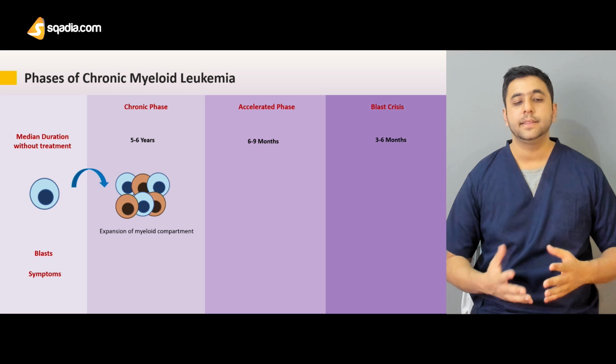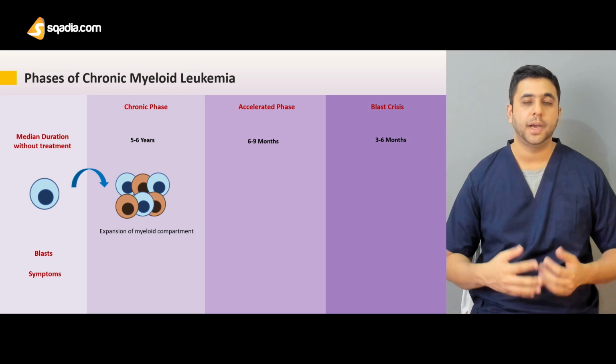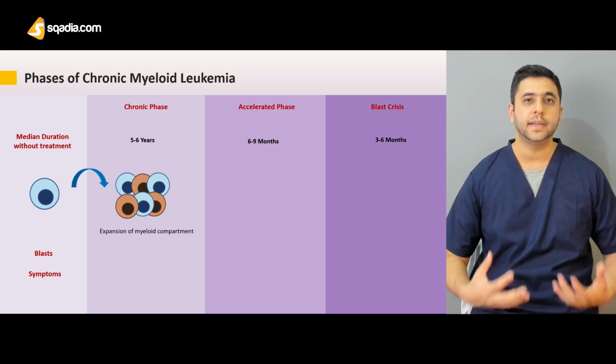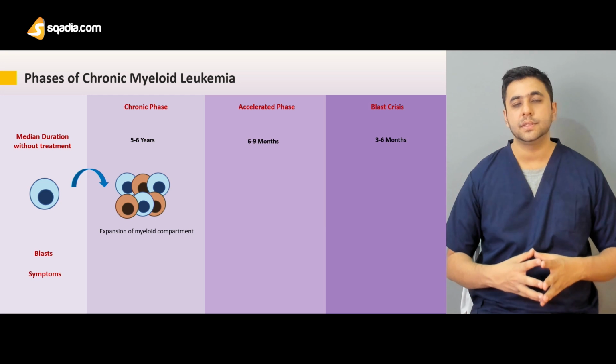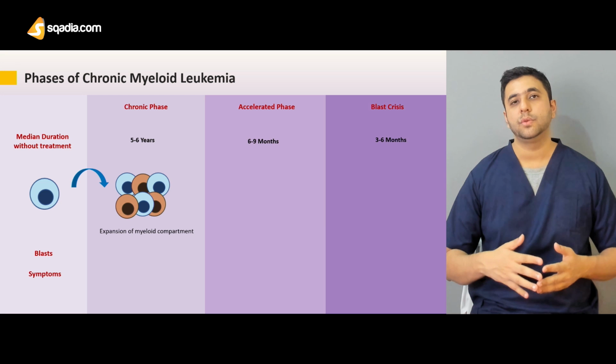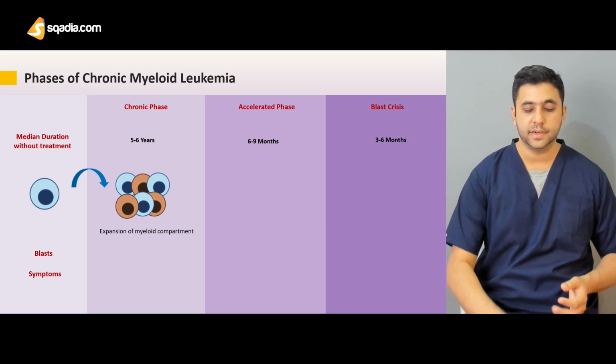And underlying this, there is an expansion of the myeloid compartment. The tumor is just starting to grow. It is starting to spread. And it's a very slow phase. It takes around 5 to 6 years to develop. And then afterwards, the patient can progress into an accelerated phase.